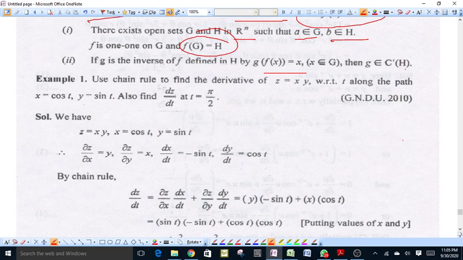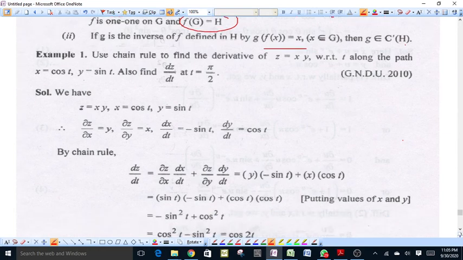Now let us take some examples. Use the chain rule to find the derivative of z is equal to xy. This is a composite function, and t is a parameter, along the path x is equal to cos t, y is equal to sin t. Also find dz upon dt at t is equal to pi by 2.